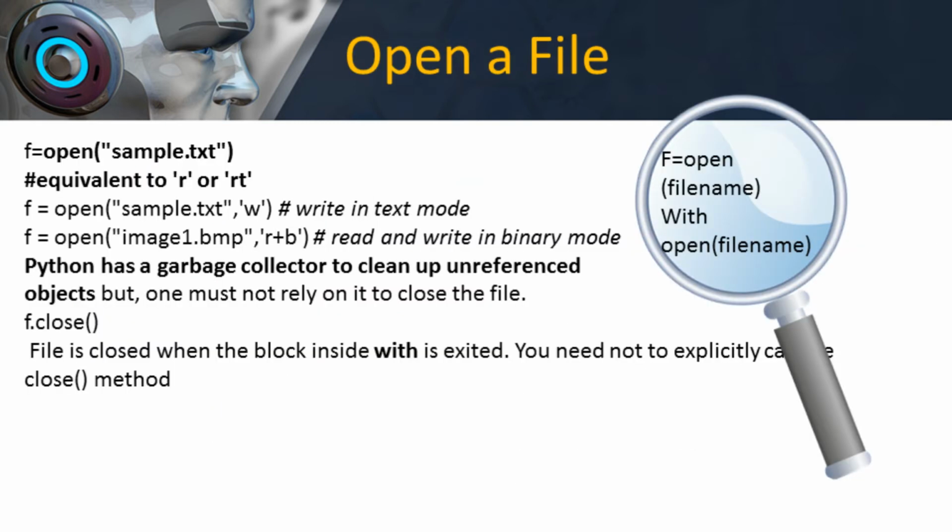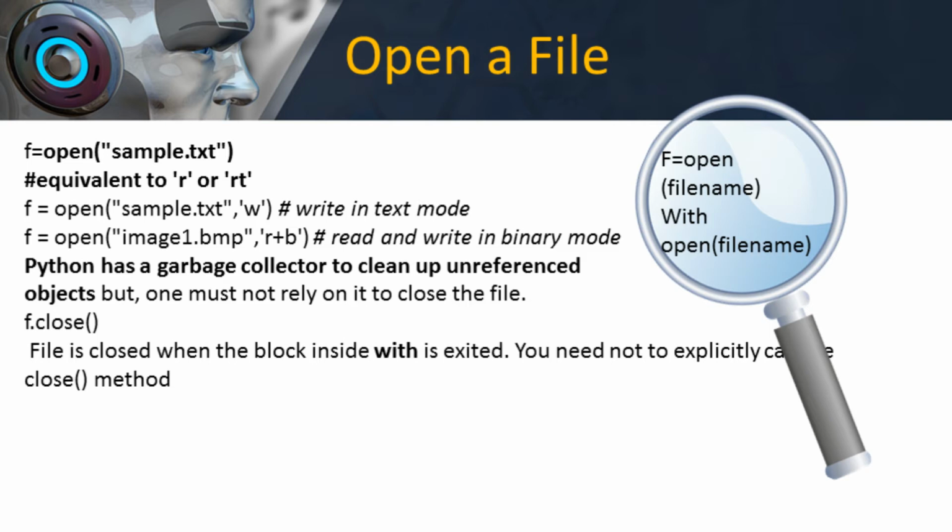Here is the example. f = open('sample.txt'). Here f = open('sample.txt') simply opens the file sample. After opening the file, we perform operations in text mode or binary mode. The next one is f = open('sample.txt', 'w'). Here this file is going to be written in text mode.